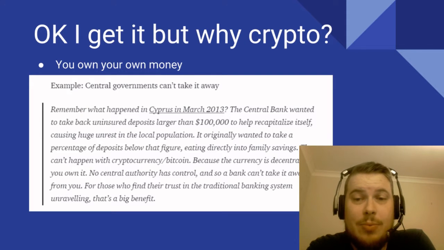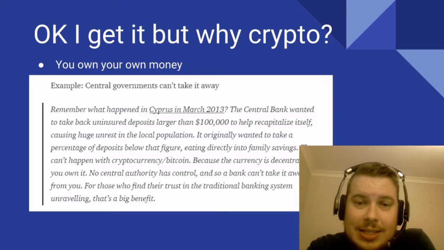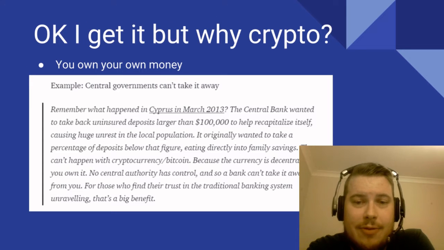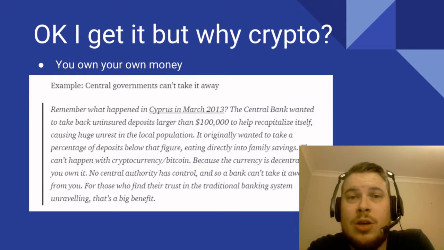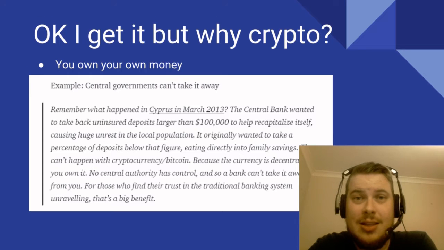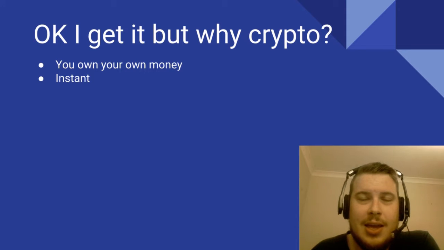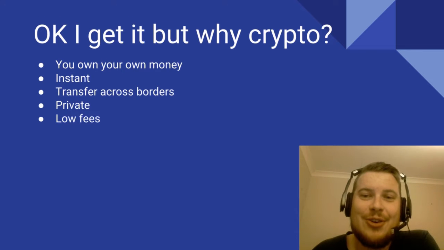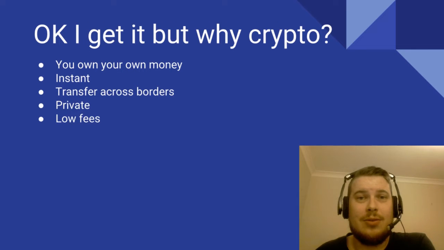Now, this can't actually happen with cryptocurrency because currency is decentralized and you own it. No central authority has control, so a bank can't take it away from you if they don't like you or if they want to do what they're doing here. For those who find trust in their traditional banking system unraveling, that is a huge benefit. You own your own money. That's pretty cool. That's one of the things I like about it. No one can trace it, and in that sense, it is private. It is instant. You can transfer it across borders and it has low fees. Now that is pretty cool in real world uses, okay?